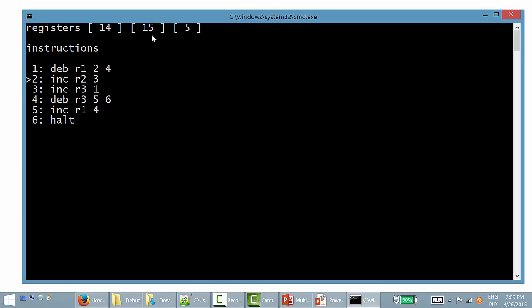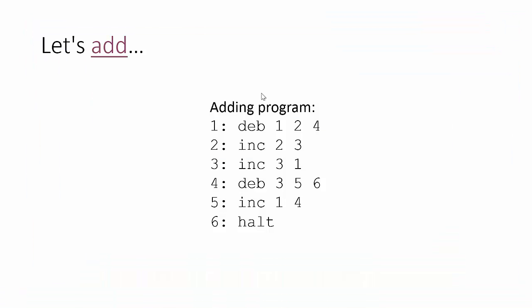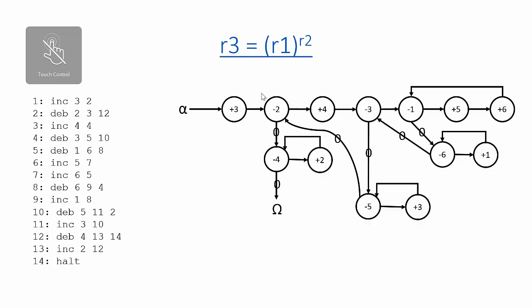As you can see, we're incrementing register 2 and decrementing register 1, and we're storing the contents of register 1 in register 3 as well. We're done with incrementing register 2, and now we're restoring register 1. 20, 30, 0. Looks about correct because 20 plus 10 is 30. Okay, so let's do something more complicated.